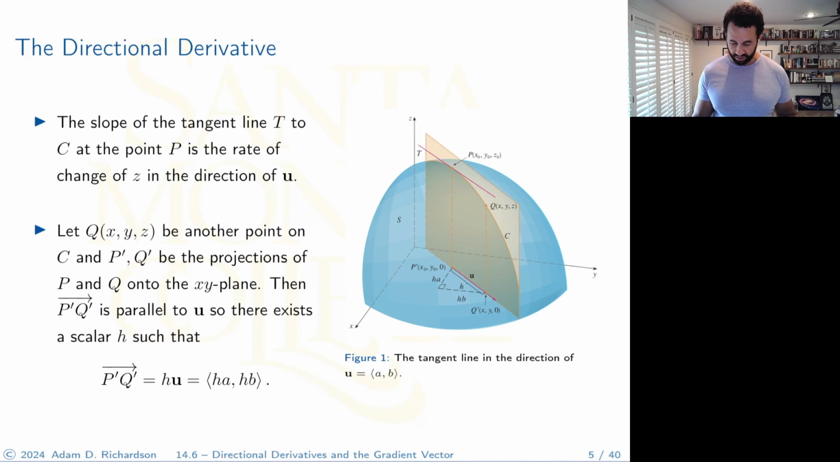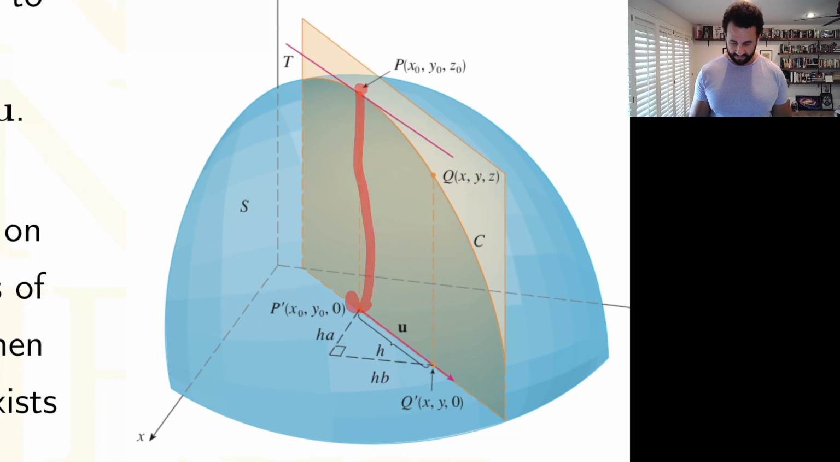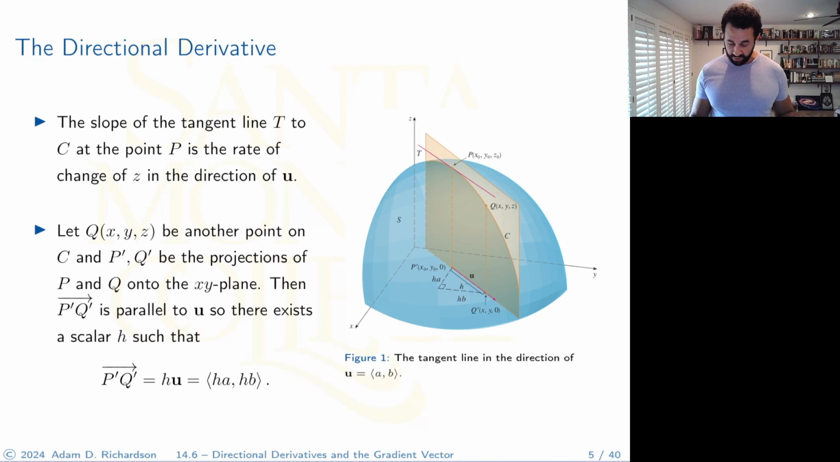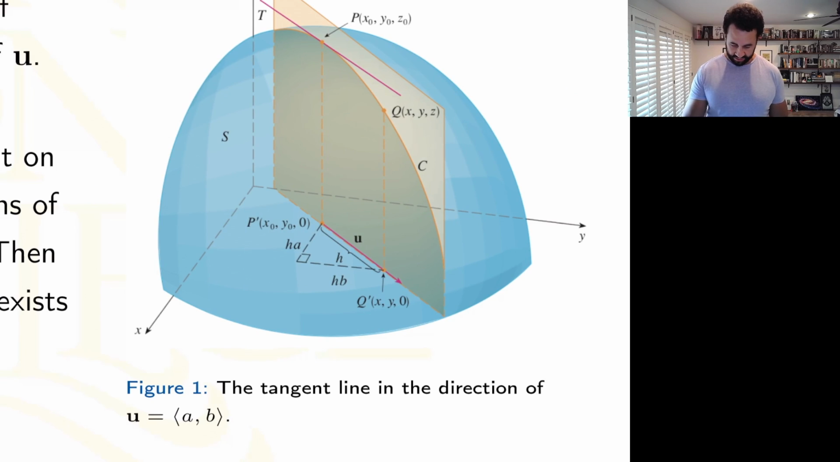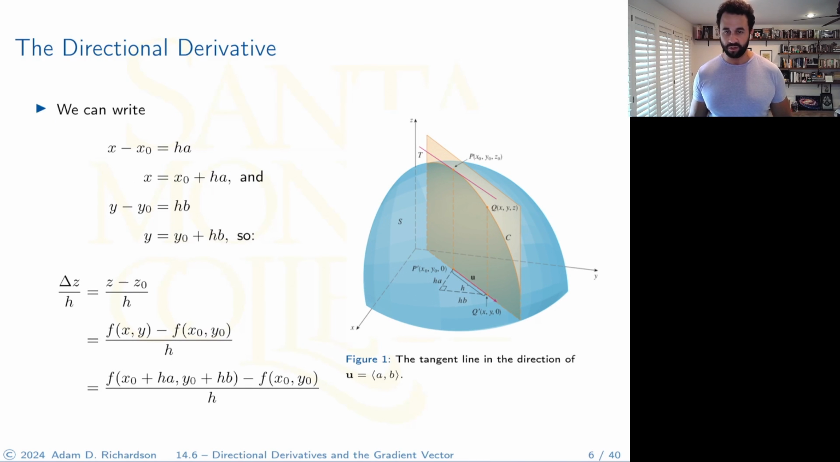Well, we're going to pick another point on C. We'll call it Q. So here's Q, here's P. We're going to project those points down onto the xy plane. We're projecting this down to here and projecting this down to here. Then what we know is that this vector is going to be parallel to the vector u. What that means is that there has to be a scalar such that this vector can be written as some scalar multiple of that unit vector u, which we'll write as ha comma hb. You can see it down here as well. Now with a little bit of finagling, we get something cool to pop out here.